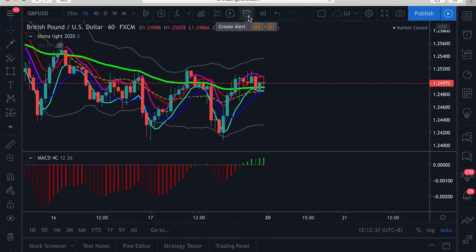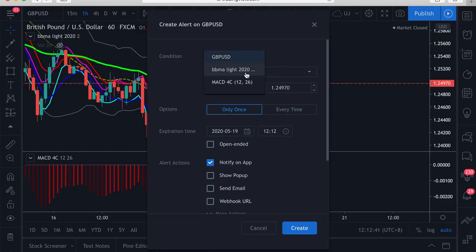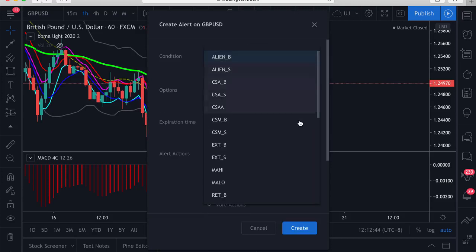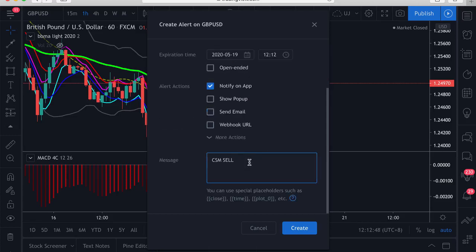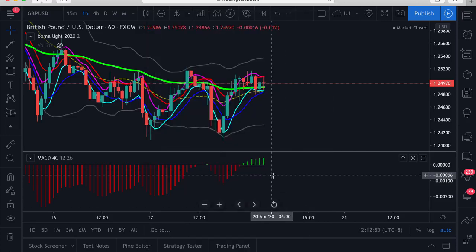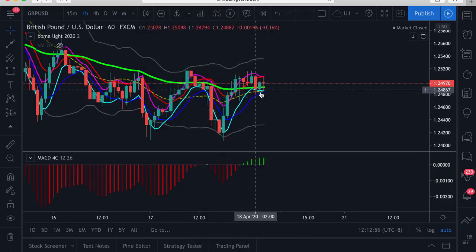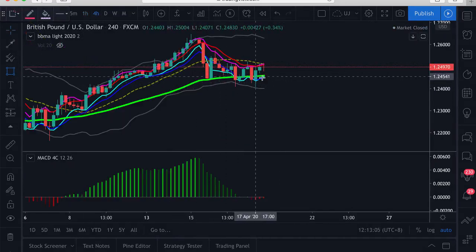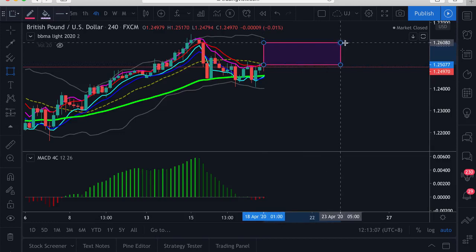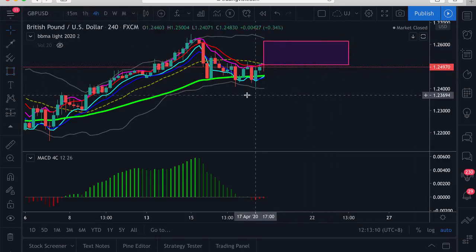Myself, I wouldn't want to sell for the time being because we are a bit indecisive on the DXY. So I want to see the CSM sell happen before I sell. And also check where the EMA 50 is. If this one goes down, for sure it will be below the EMA 50. So this means our sell zone will be from here to here, which is about the current price.